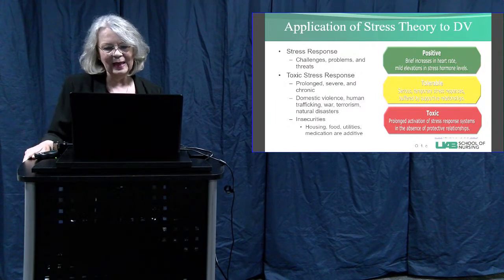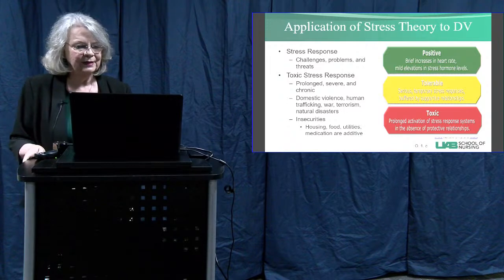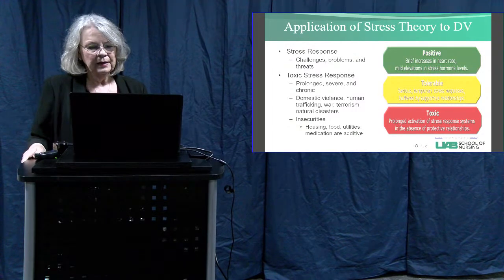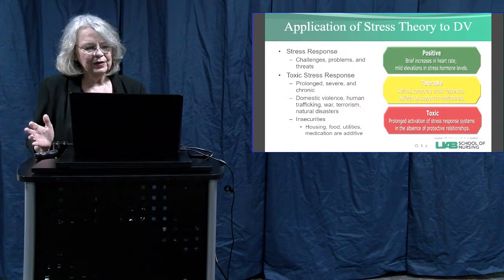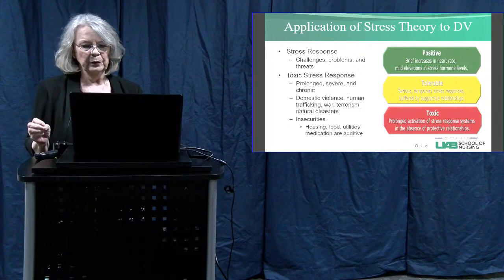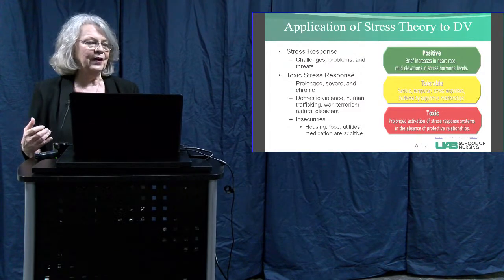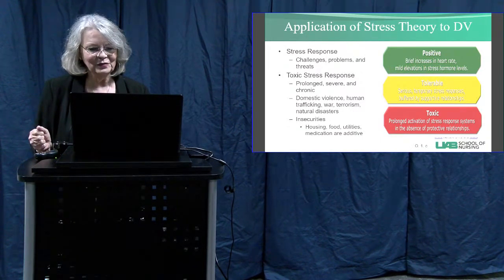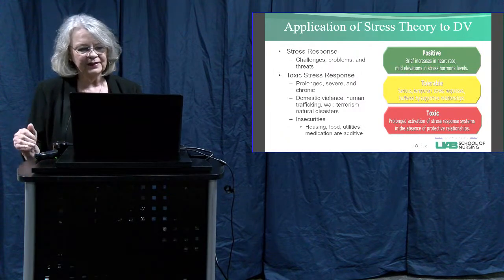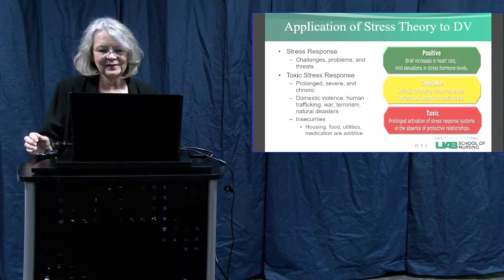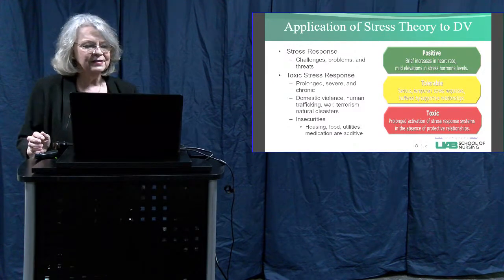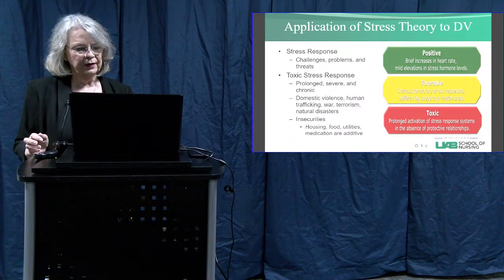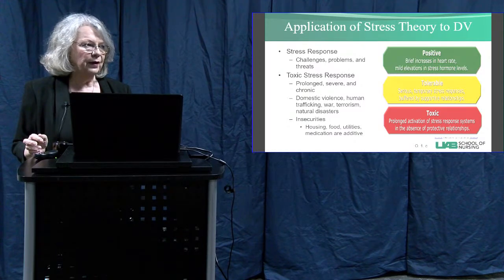So how do we apply stress-related theory to domestic violence, and in particular during COVID? What we're looking at is that a stress response is to a challenge, a problem, or a threat. We know that if we're healthcare providers, because we've all taken a test without studying. So we know that stress response. The hormones trigger a cascade of physiologic changes in our bodies, and occasional and brief stress is not a problem. However, when it is prolonged, severe, chronic, it can cause significant problems.